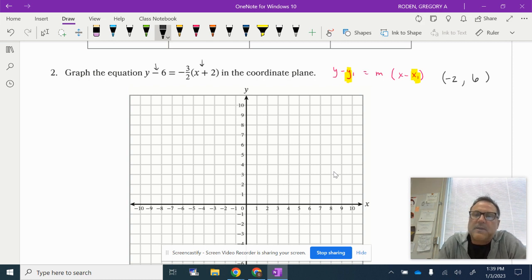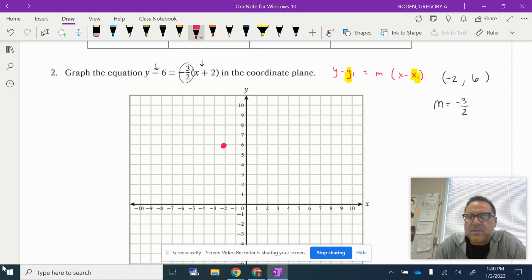So there's our point, and then our slope is just right here. Here's our slope out in front. So m equals negative 3 over 2. And so now we're going to go ahead and graph the point and the slope and go from there. So your point is negative 2, 6. So you go left 2, up 6. So I think that's the point we want to graph.